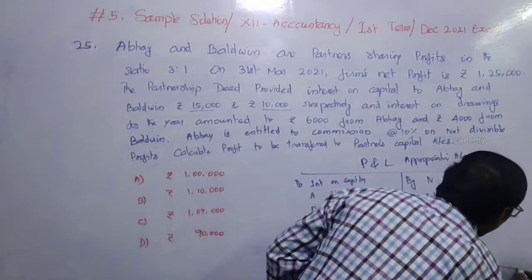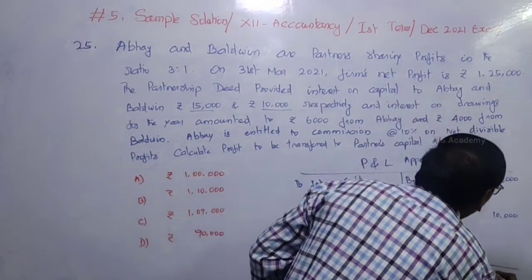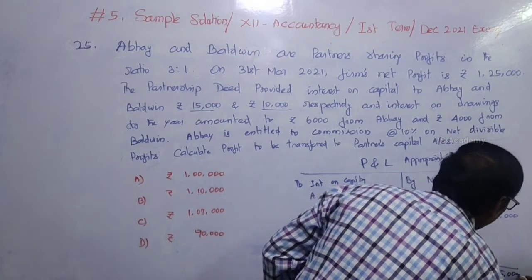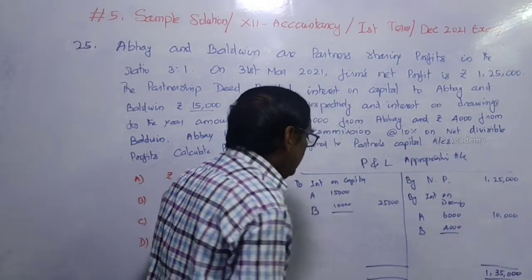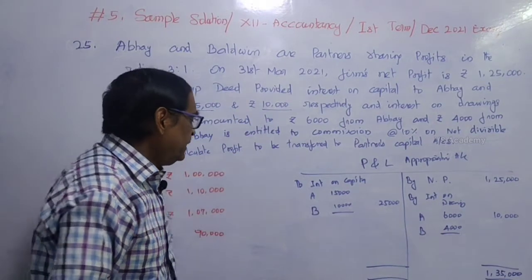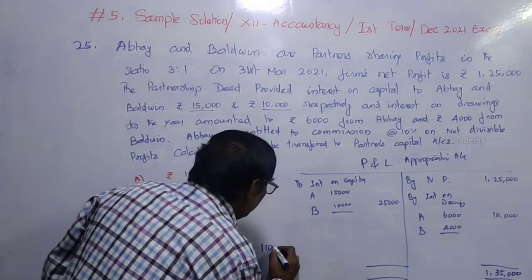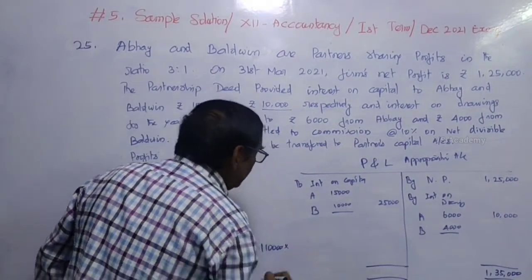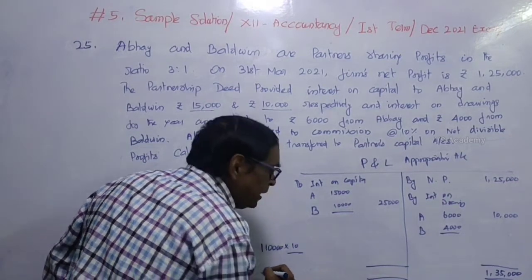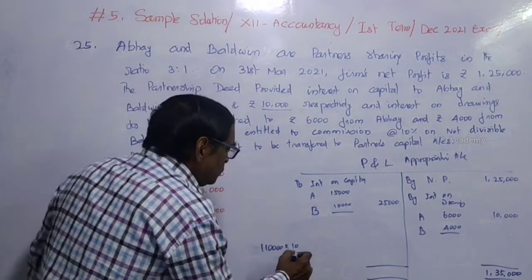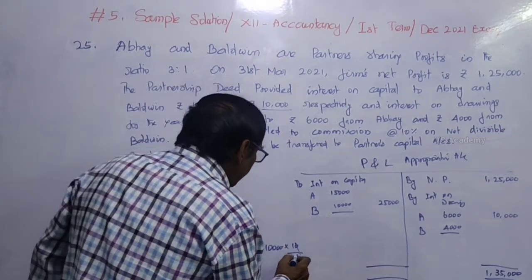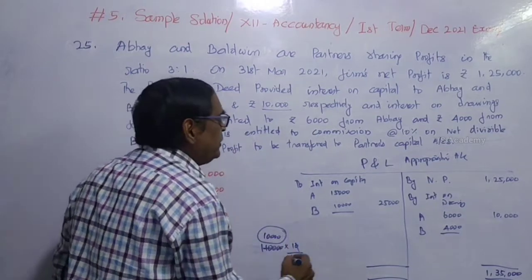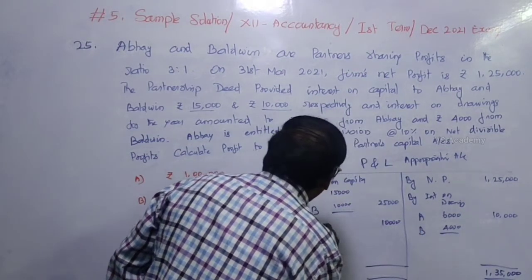So we have to find out the net divisible profit. How to find it out? We total the credit side of the profit and loss appropriation account, 1,35,000. So 1,35,000 minus 25,000 is 1,10,000, the divisible profit. So commission is to be given. After commission, that is 10 divided by 100 plus 10, so 110. If you simplify, that is 10,000 rupees. 10,000 rupees is the commission.